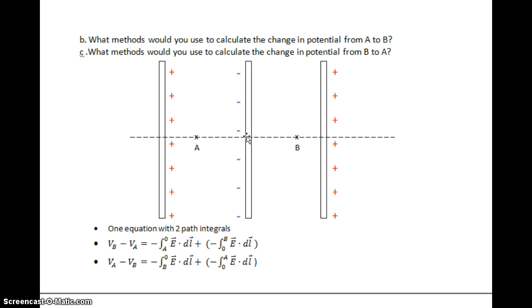plate. In order to find it from B to A, we'll be saying VA minus VB because A is the final destination and B is the initial location. So we're going from B to A, which is in our negative x direction. So we go from B to 0 and from 0 to A, and we'll add them both together.